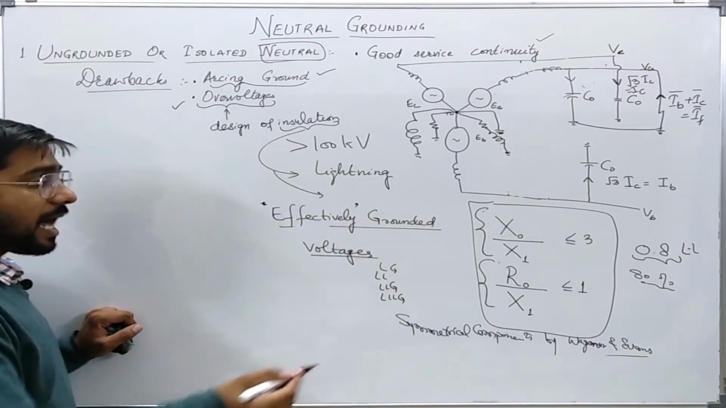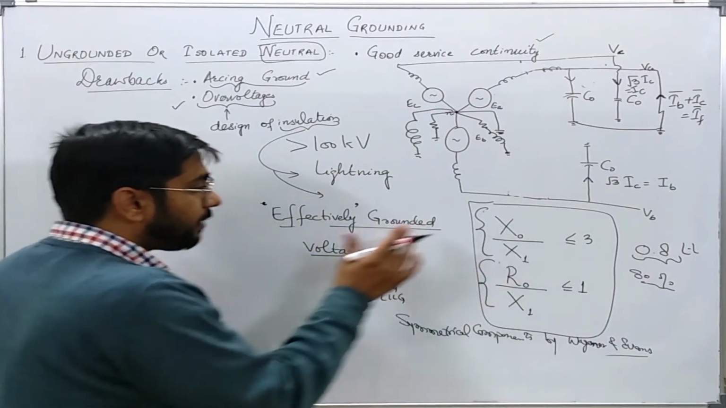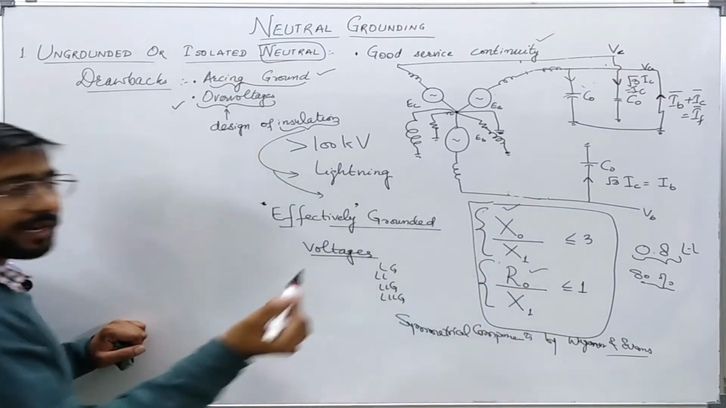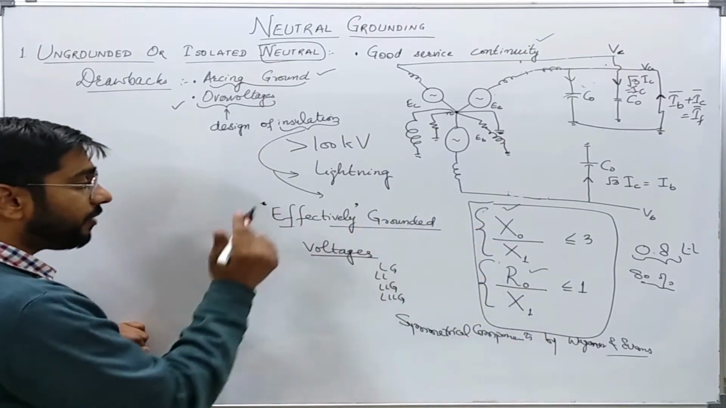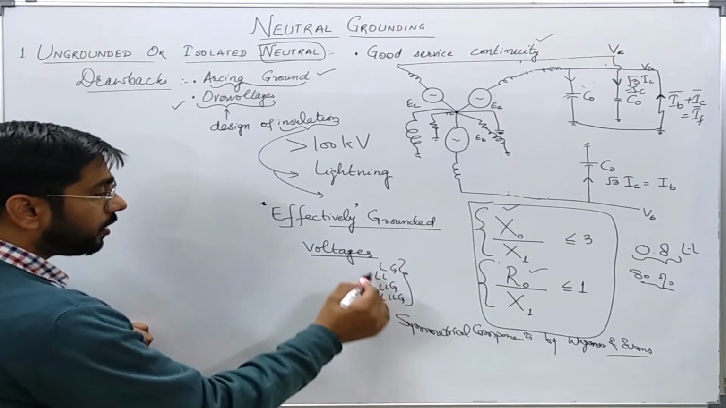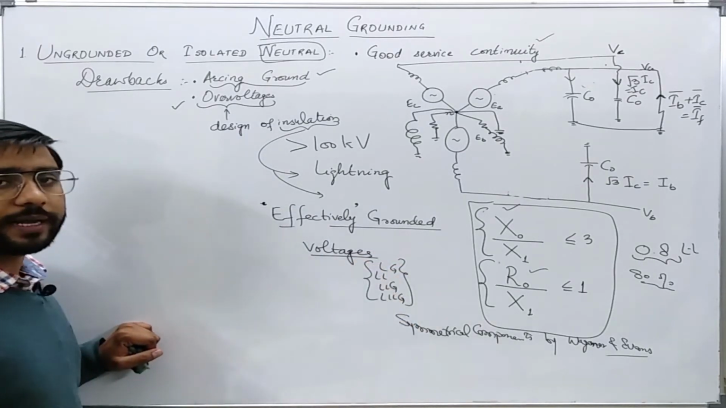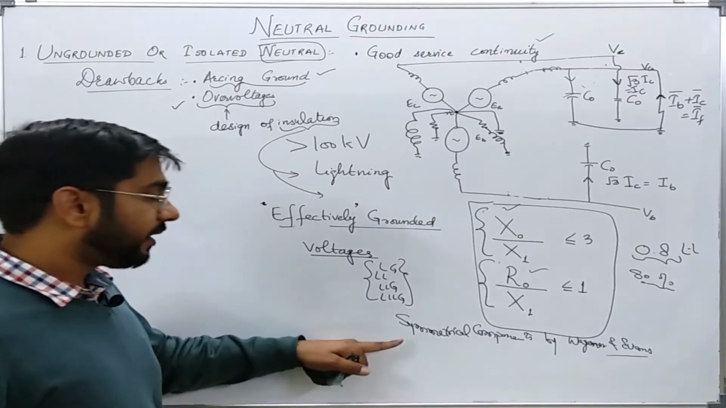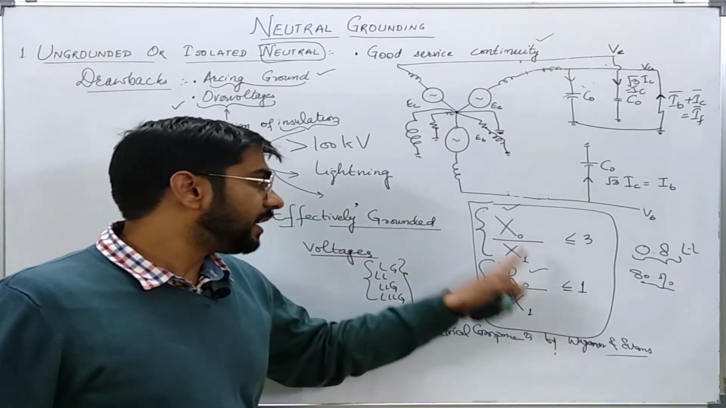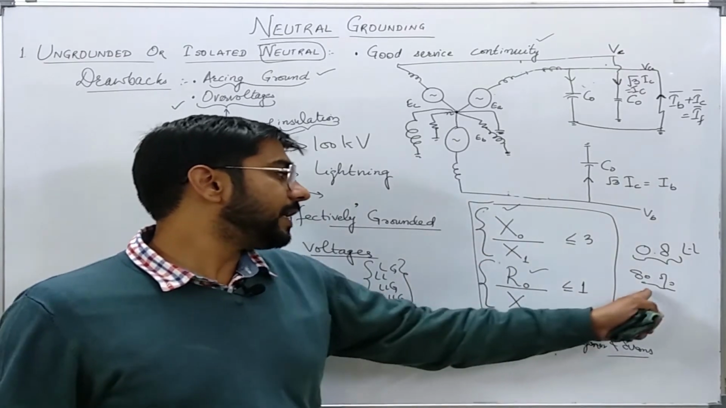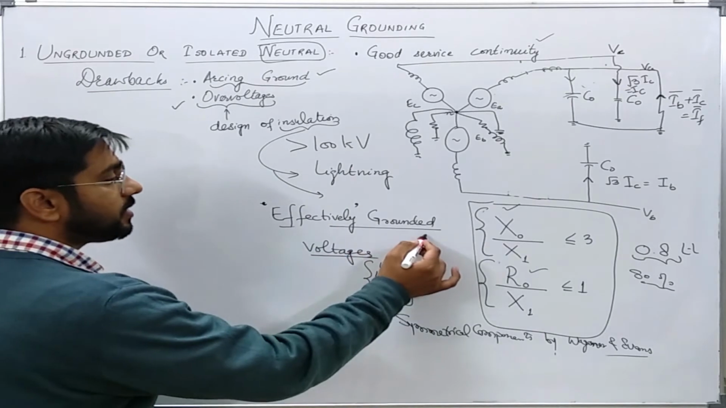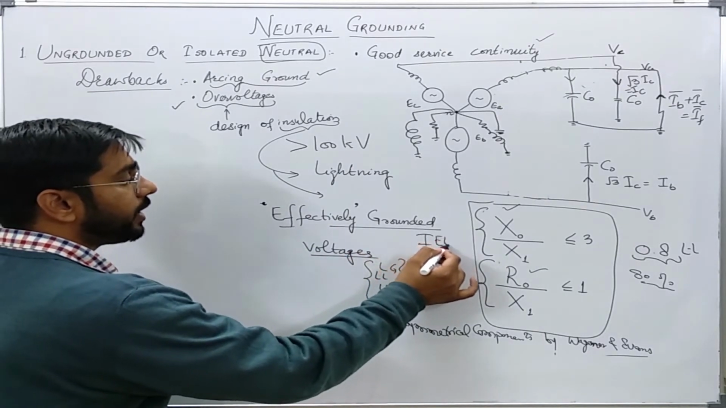We can ourselves make those graphs by putting various values of these ratios in the formulas which we have derived for various kinds of fault, for various voltages in the power system during that fault. We can clearly see from this reference that if this condition is satisfied, then this is also satisfied, and according to IEEE, this is the definition of effectively grounded.